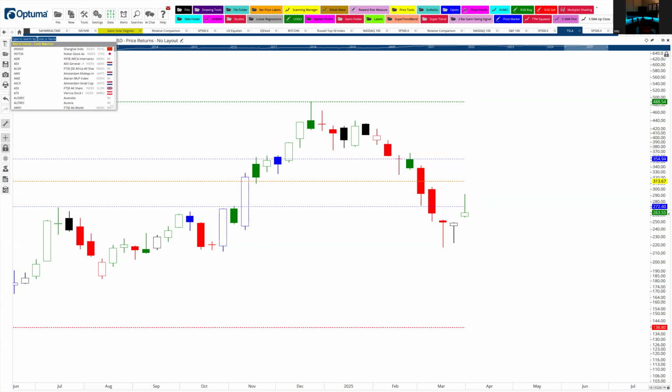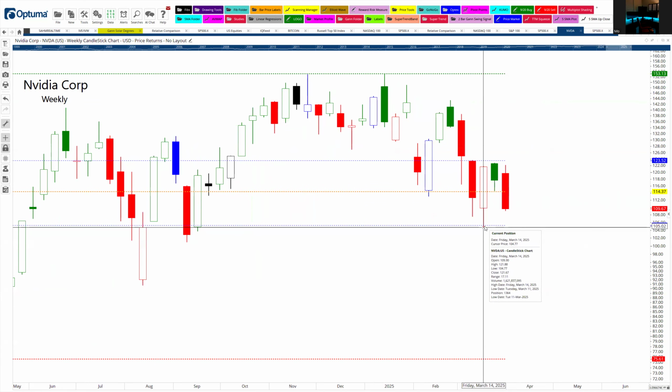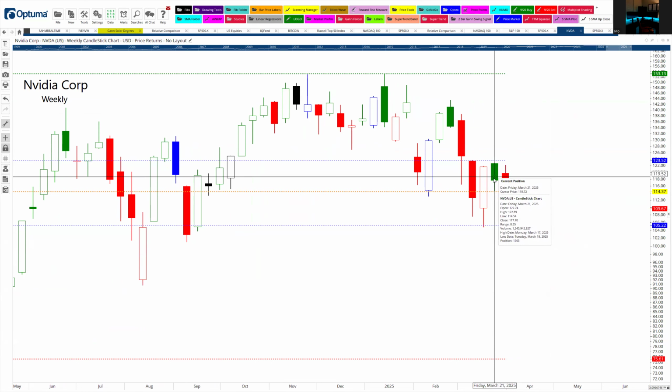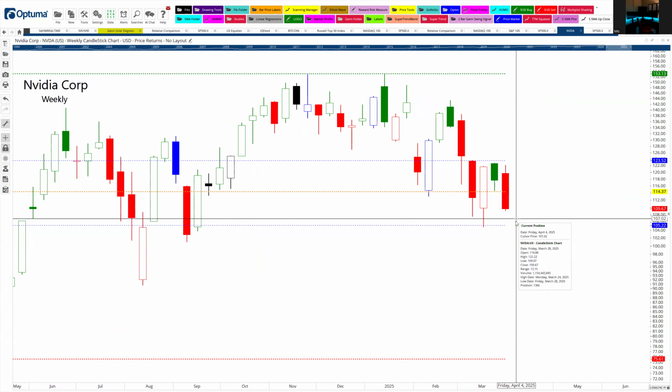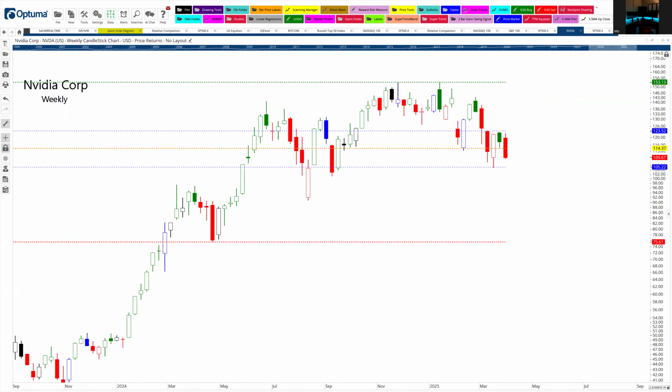Tesla we watch every day anyway. Nvidia went down to 105 before, got a very nice bounce back up toward here. Now Nvidia is just ugly, man. I don't know what you call this.